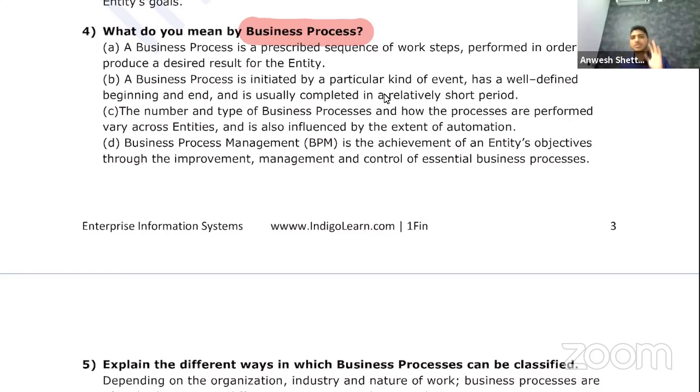So in business processes, what could be the different types of business process? Manufacturing is a business process. Accounting is a business process. Sale is a business process. Purchases is a business process.